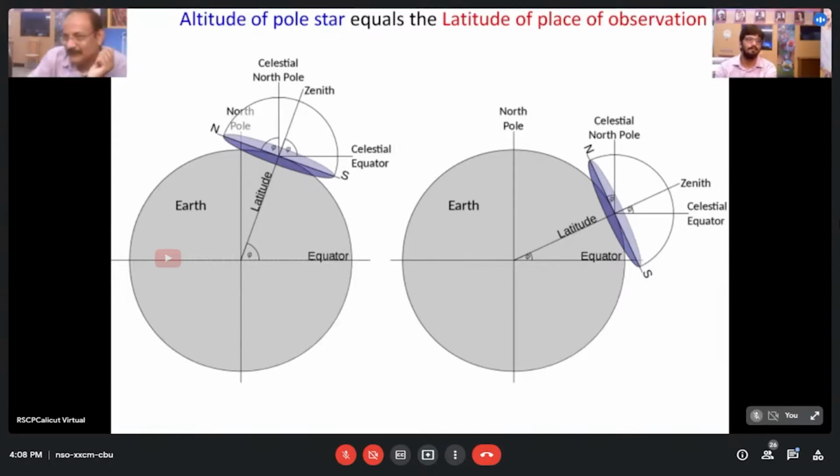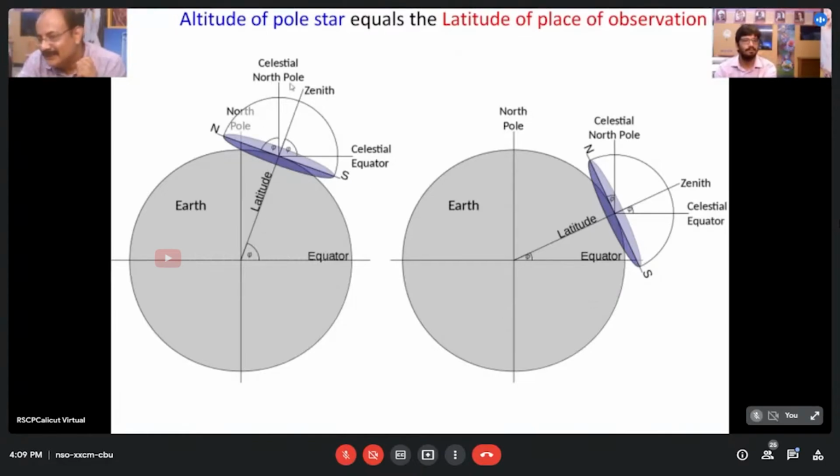Concentrate on this picture. This is quite interesting in the sense that for any place, the zenith is the vertical. If you are an observer standing here, the line passing through your head and going to the sky is the zenith. Now the pole star is here, and this angle is the altitude of the pole star. But the angle between north and zenith is 90 degrees. So this angle is 90 degrees minus the latitude, meaning the altitude of the pole star.